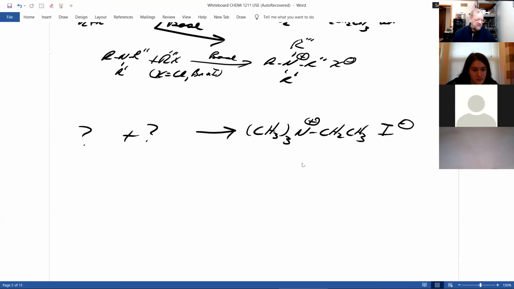And let's have fun with synthesis, because that's the fun part of organic chemistry, but I'm biased because I'm a synthetic organic chemist. And the question would be, what two things would you react in the presence of base to make this molecule?